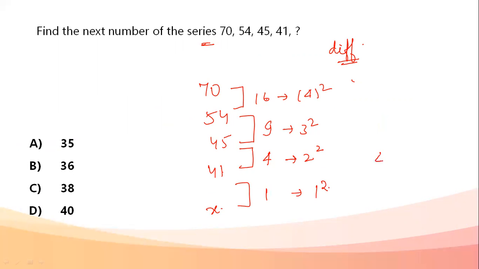So it is going to be 41 minus 1, 1 less than the previous number, because there are just the differences that we have considered. Answer is going to be 40. My answer is option D, 40. Next question.